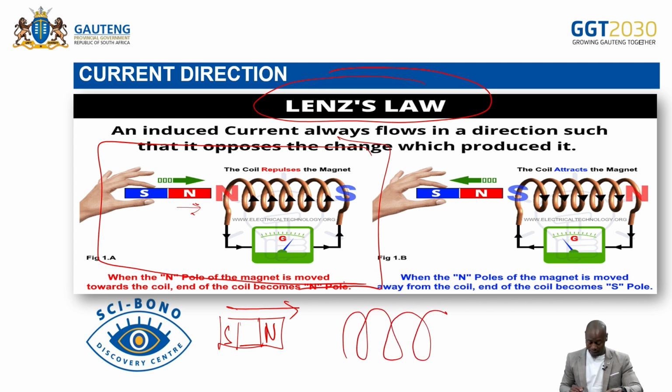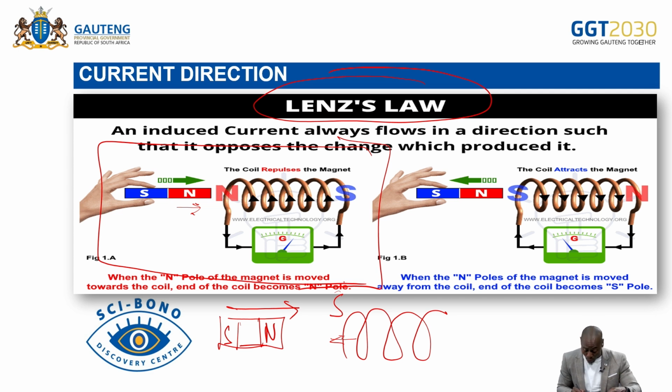So if I say here is going to be south, it means that the induced current is not opposing the direction of the magnetic field. The induced current always opposes the direction of the magnetic field. So if I say here it's south, it means the induced current is attracting the magnetic field. So it's not opposing.